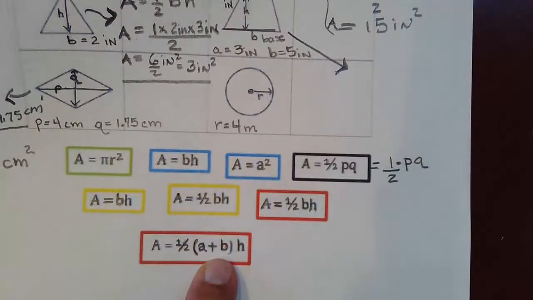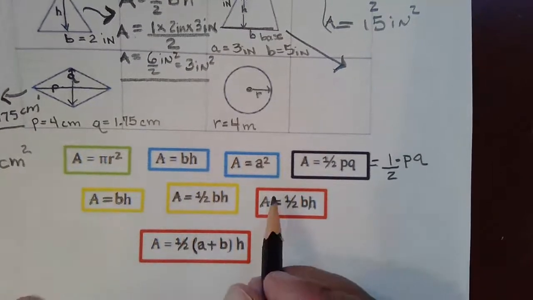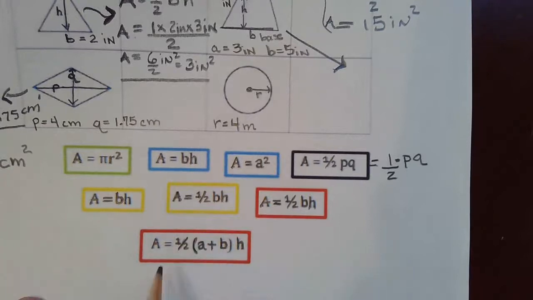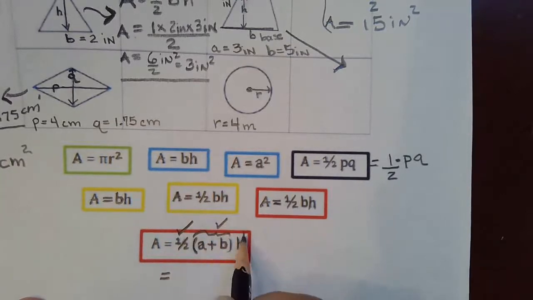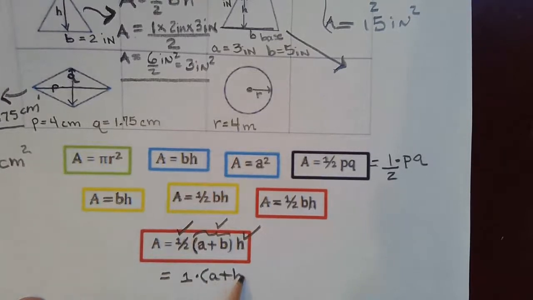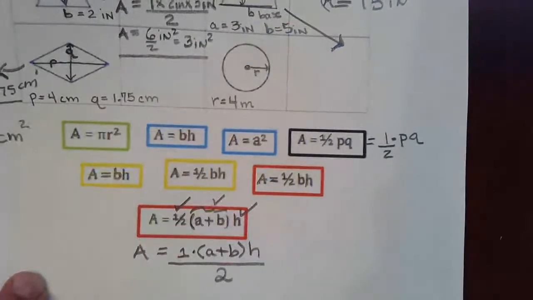You're supposed to add up the bases, cut that in half, and then multiply by height. Now you can do all the multiplication first, which is what I'm going to do. And the last thing would be to divide by 2. Again, when there's a slanted line used for a fraction, you can write it like this. This belongs to the top. This belongs to the top. This belongs to the top. So it is 1 times A plus B times height. All of those are multipliers that are part of the numerator, the top. And then the only thing you're doing with that 2 is dividing at the end. So you can write it like that.